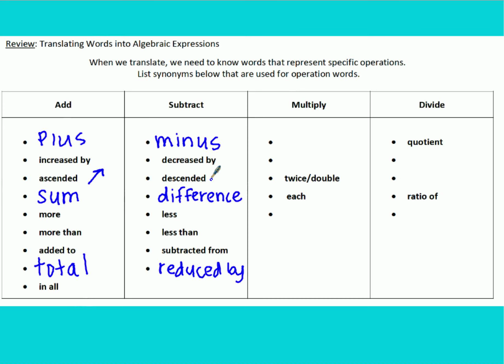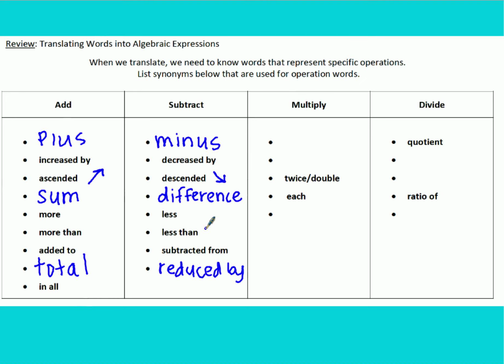Descended is just the opposite of ascended. So you could think of a hiker descending a mountain. They'd be walking back down. So that distance would be negative because they're moving down the mountain. The rest are probably ones that you've seen before.